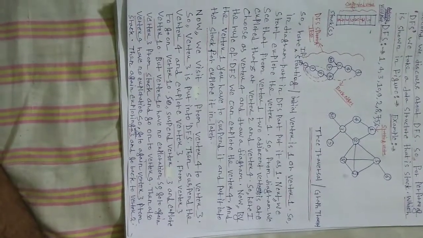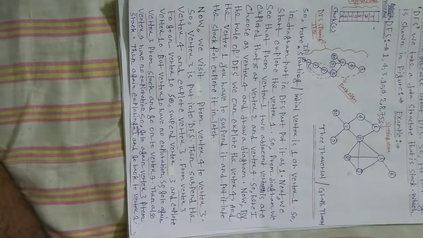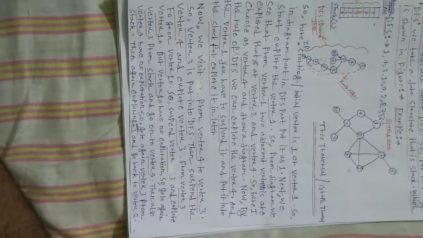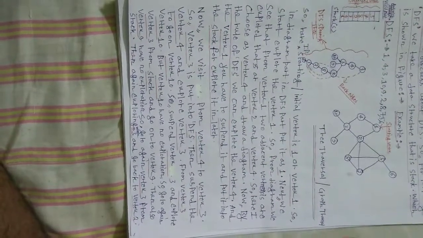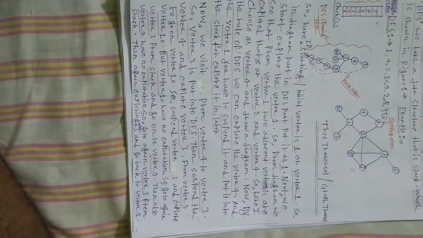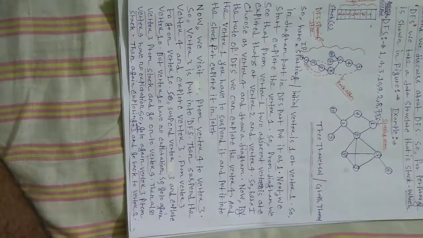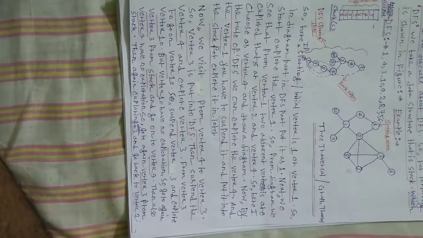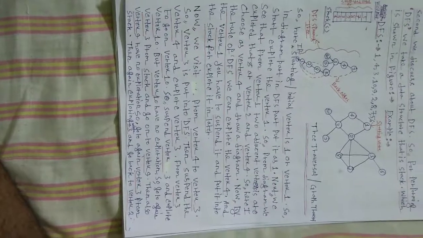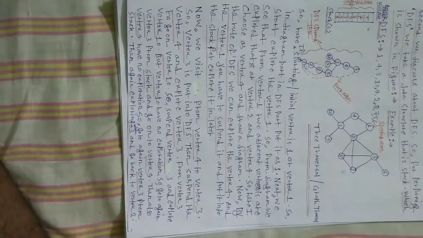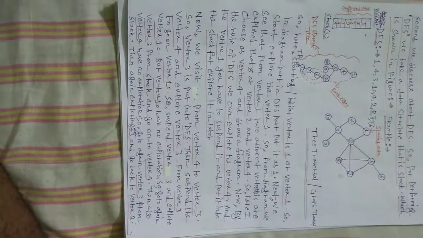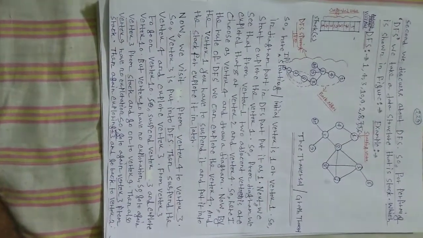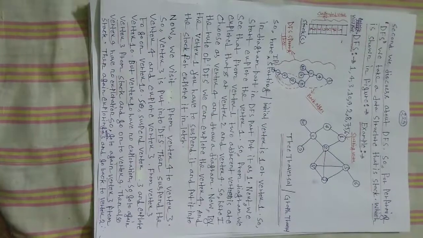From the diagram we see that from vertex 1 two adjacent vertices can be explored, vertex 2 and vertex 4. Here I choose vertex 4 and draw it in the diagram. Now by the rule of DFS we explore vertex 4, and vertex 1 is suspended and put into the stack to be explored later. Now we visit vertex 3 from vertex 4. So vertex 3 is put into DFS, then vertex 4 is suspended and we explore vertex 3.